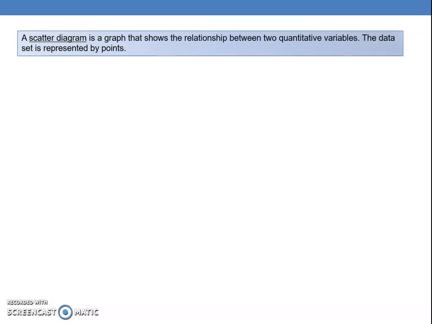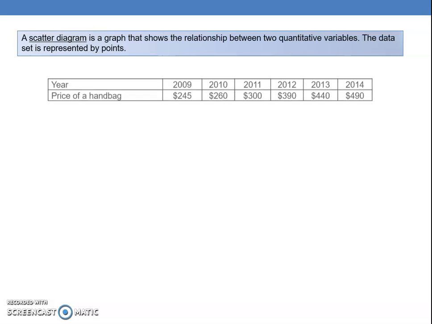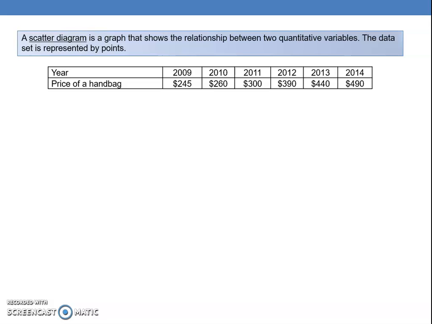And when we say quantitative, it means you can measure it by a number. So the data set is represented by points. So in Unit 1, when you studied linear equations, for example, we know that each point is represented by two numbers, your x-coordinate and your y-coordinate. So in this example, suppose I have a year here, right? And then I have the price of a handbag. So it's the same handbag, obviously. So for 2009, the price of it is $245. And then as you can see, it goes upwards, right?